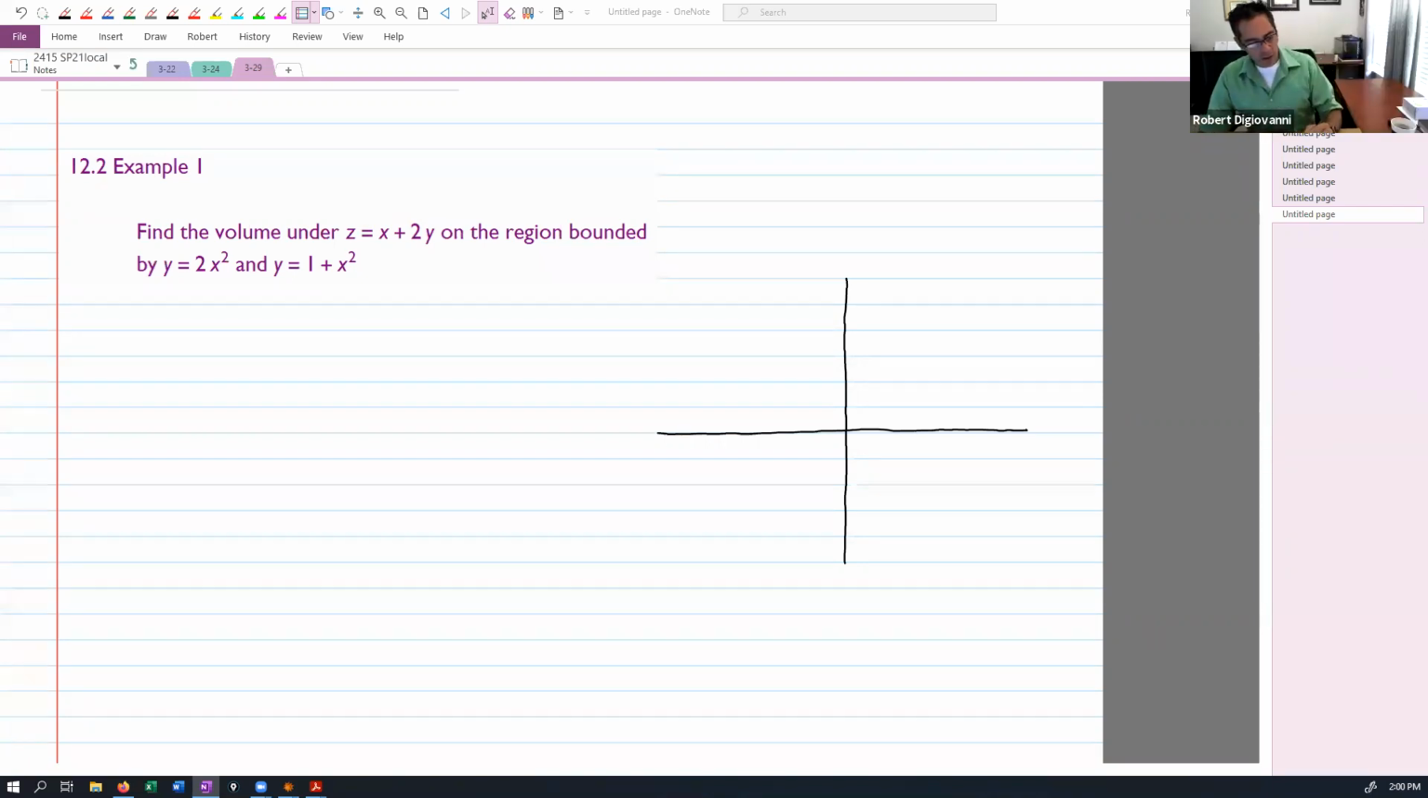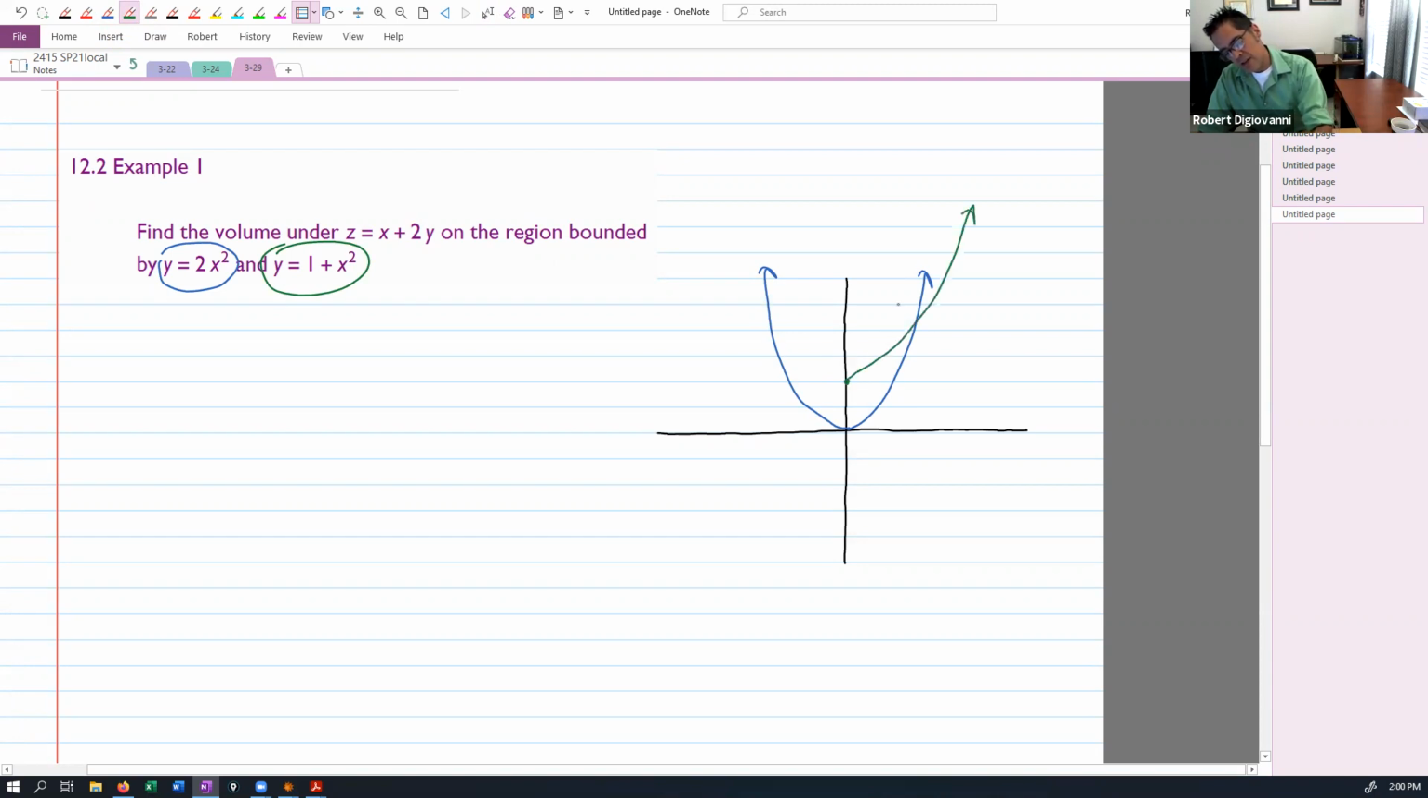All right, hopefully you're able to draw these okay. y equals 2x squared is a parabola that opens up and goes through the origin. y equals 1 plus x squared is another parabola that's been moved up 1, and it's wider, so it goes like this.